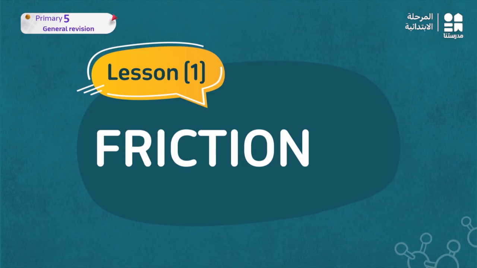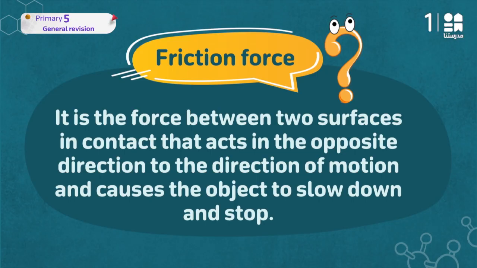هناخد lesson 1 بعد كده lesson 2. lesson 1 في unit 1 which is the friction force. أول حاجة الفريكشن. يبقى لازم أول حاجة نفتكر ال definition of the friction force. طيب يعني إيه friction؟ Friction force it's the force between two surfaces in contact and acts in the opposite direction to the direction of the motion and causes the object to slow down and stop. طيب ده كده definition of the friction force.